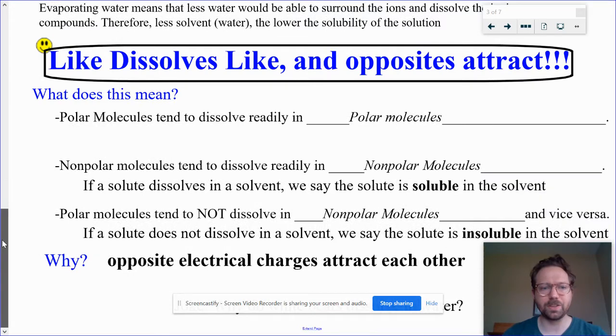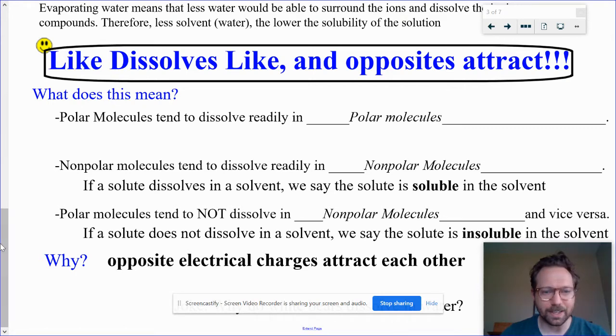The other part is opposites attract. What does that mean? It means that opposite charges are going to be attracted to each other. So in the case of water molecules and salt, the positive hydrogens on the water were attracted to the negative chlorine on the salt, and it pulled that apart. Okay. And then similarly, the negative oxygen on the water was attracted to the positive sodium on the salt, and it pulled that apart.